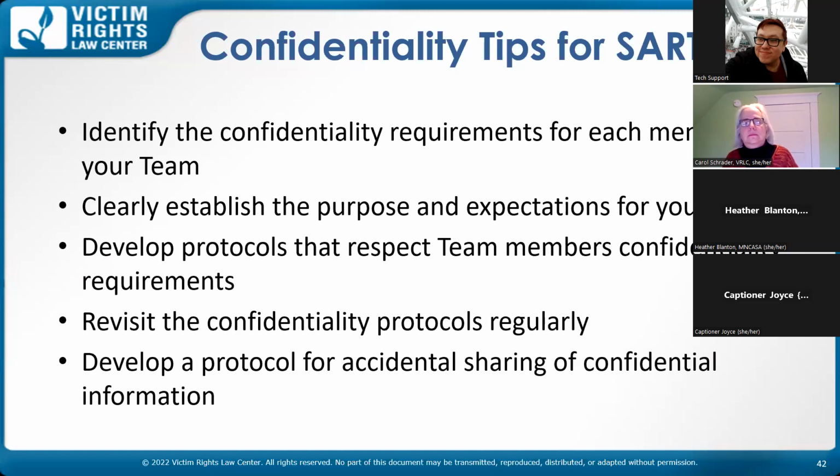And then if you're using closed case files, those cases may already be classified as public information, so there may not be that need to redact that information.